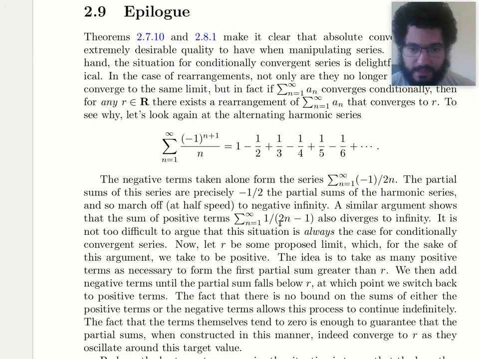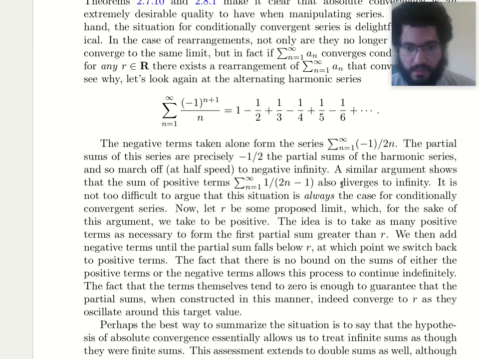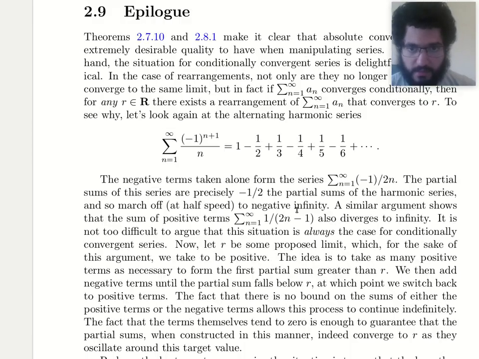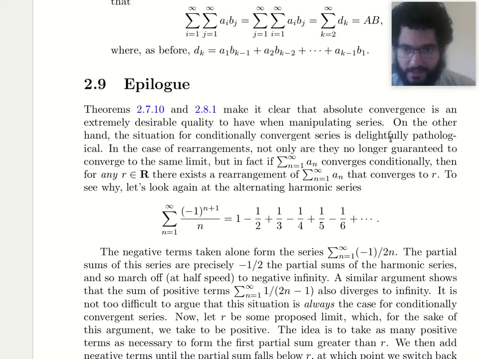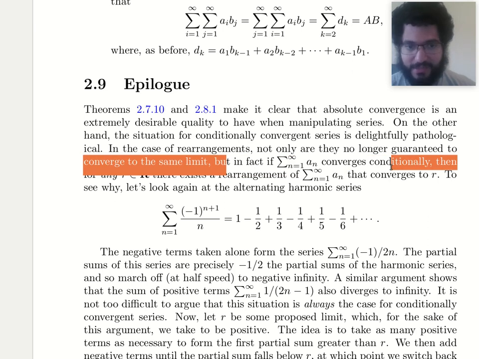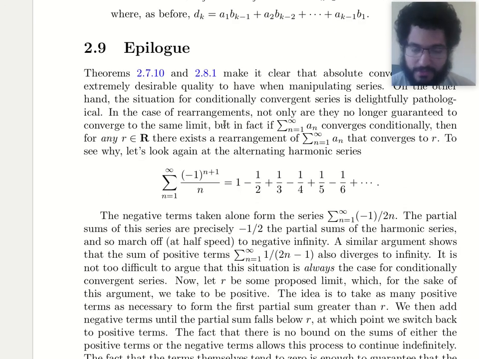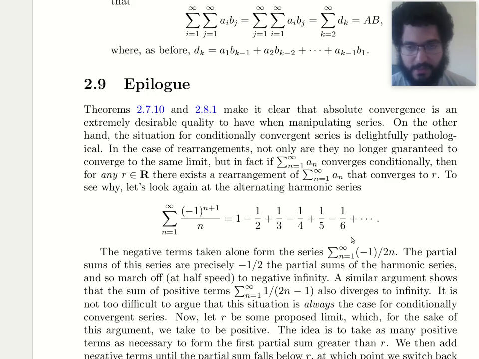So one thing that's discussed here: if you have a series which converges conditionally, not absolutely, then for any real number, there exists a rearrangement that makes your series converge to that number. And then he shows you a suggestion for how to show this using the harmonic series.